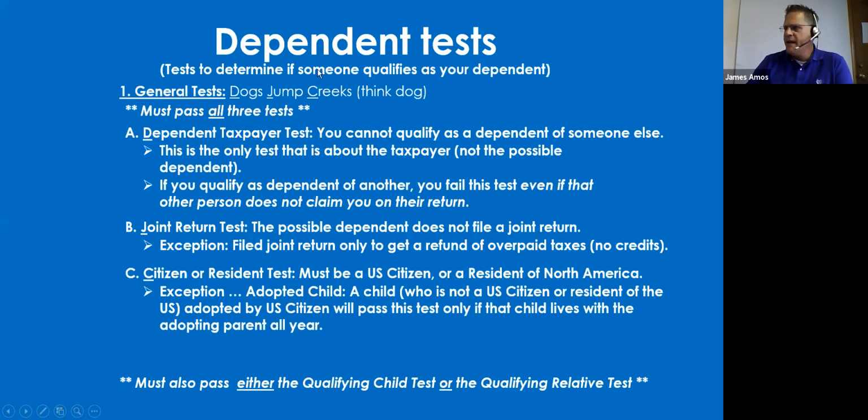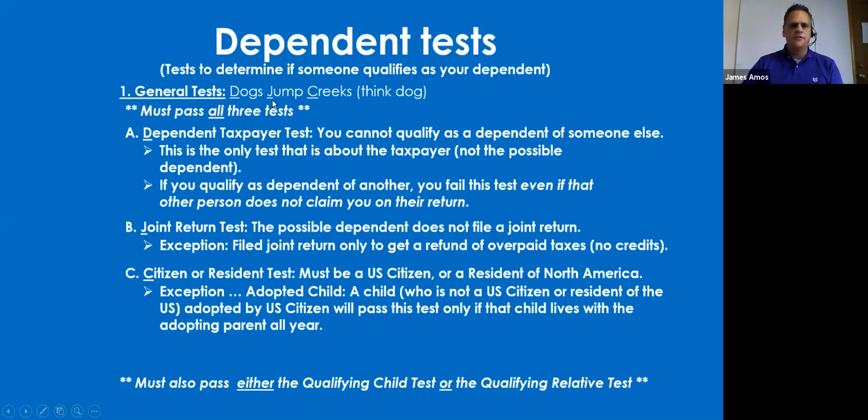Okay. Now, let's talk about how to remember this stuff. I use memory aids. Dogs jump creeks. I want you guys to memorize these rules. Even for the EA test, when you get questions about dependency, either for the EA test or even in real life, you should be able to mentally and quickly go through those tests in your head. And sometimes you need memory aids to remember that. So for the general tests, all you've got to do is say, okay, I know there are 3 general tests, and I need to think dogs. Well, dogs jump creeks. This is an acrostic, each letter represents something.